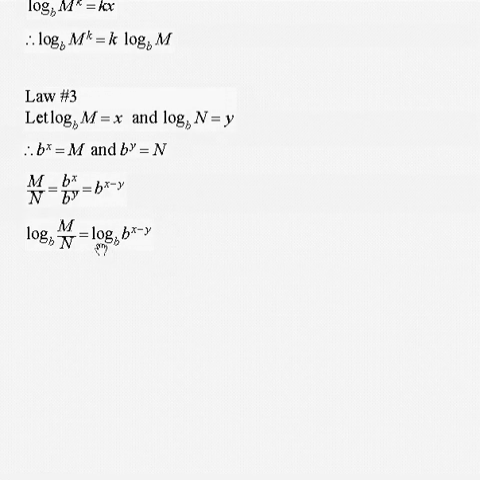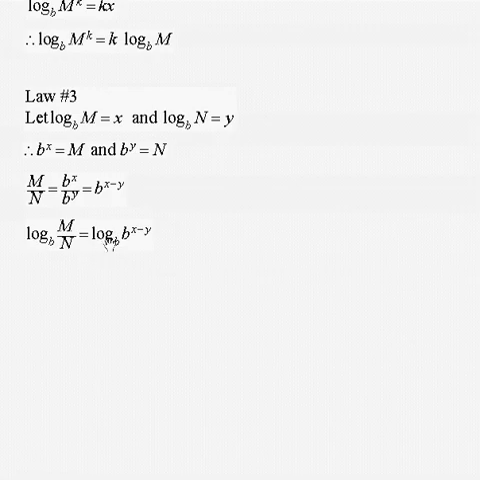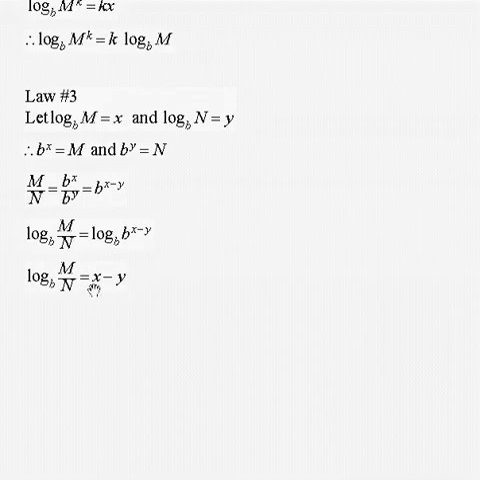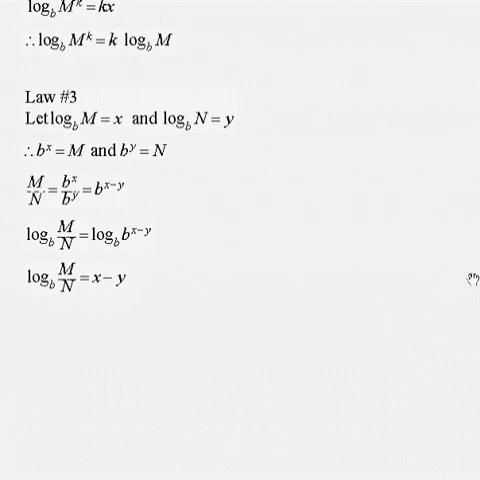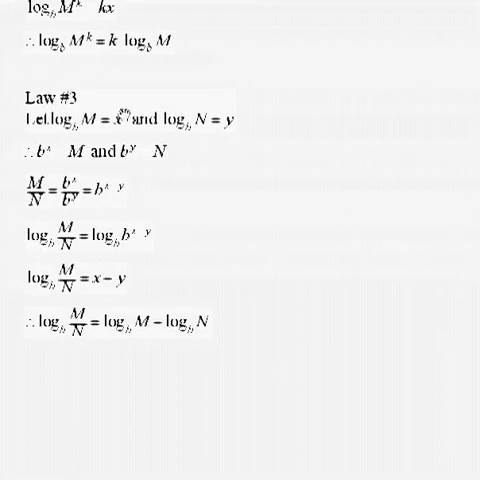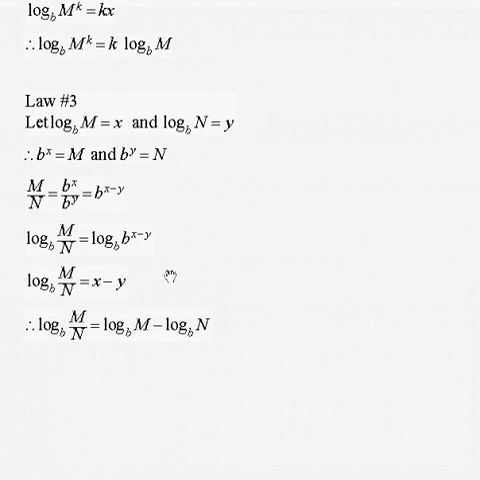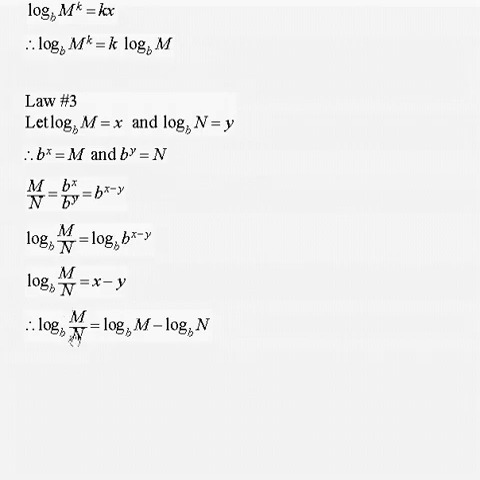Log is looking for an exponent. What exponent of b is b to the x minus y power? The answer to that question should be obvious, x minus y. Okay, once again, we're going to do a substitution. X is the same as the log of m base b, and y is the same as the log of n base b. And we have just proved the third law, that the log of a quotient, m divided by n, is the log of the numerator minus the log of the denominator, both to the same base.